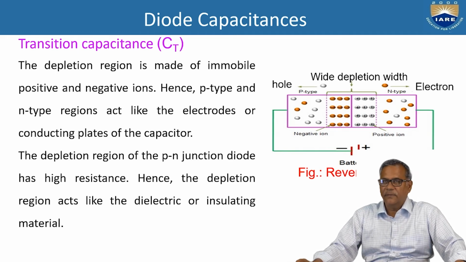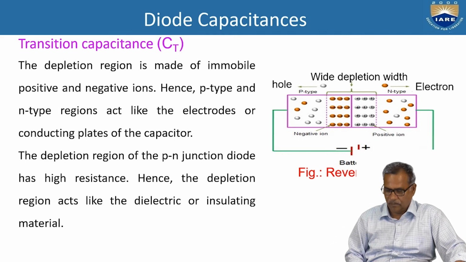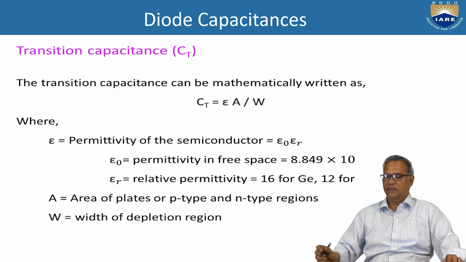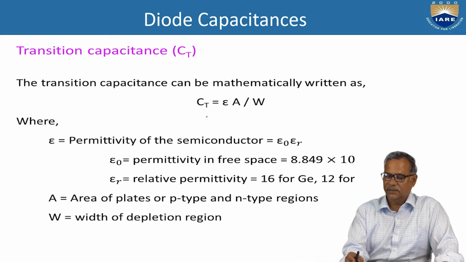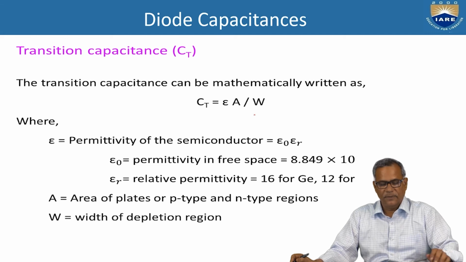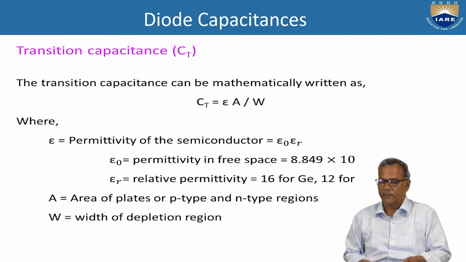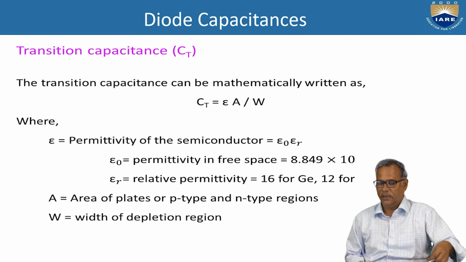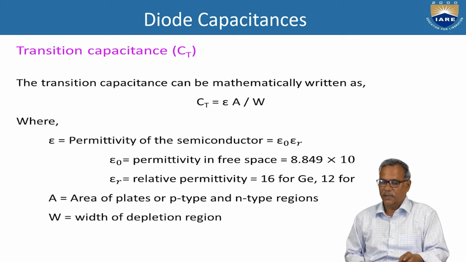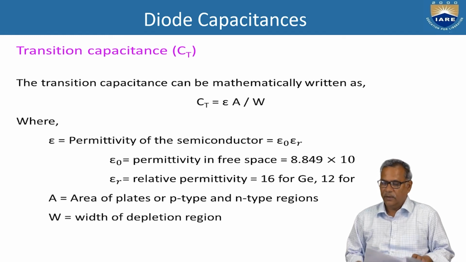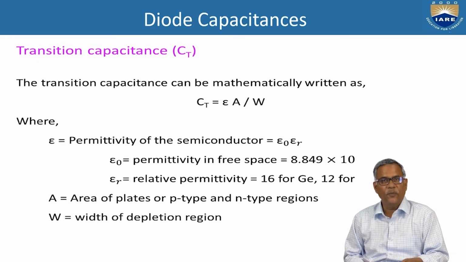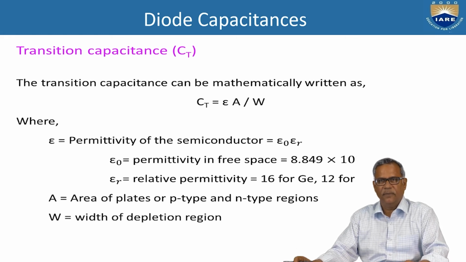The depletion region of the PN junction diode has high resistance, so the depletion region acts like the dielectric or the insulating material. The transition capacitance is mathematically written like this: Ct is equal to epsilon A by W, where epsilon is the permittivity of the semiconductor, equal to epsilon naught times epsilon R. Epsilon naught is the permittivity of free space, which is 8.849 into 10 to the power minus 12, and epsilon R is the relative permittivity of silicon or germanium, which is 16 for germanium and 12 for silicon.